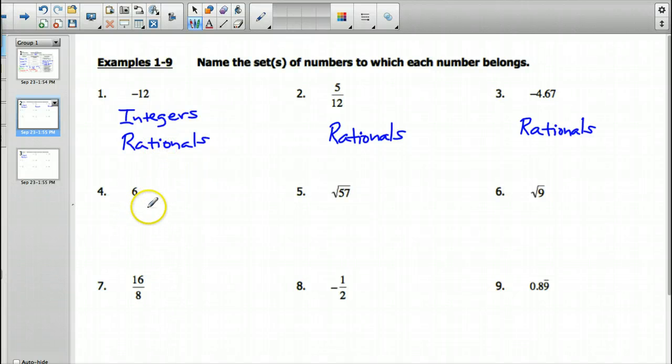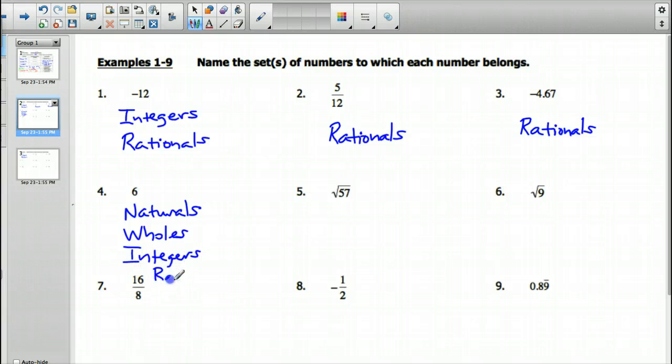Okay, 6. The number 6 is actually a natural number, because if we start counting 1, 2, 3, 4, 5, 6, we're going to hit this number here. And if it's a natural number, that means it's automatically in these next three sets as well. So it's a natural number, it's also a whole number, it's an integer, and it's a rational number. So 4 sets for 6.